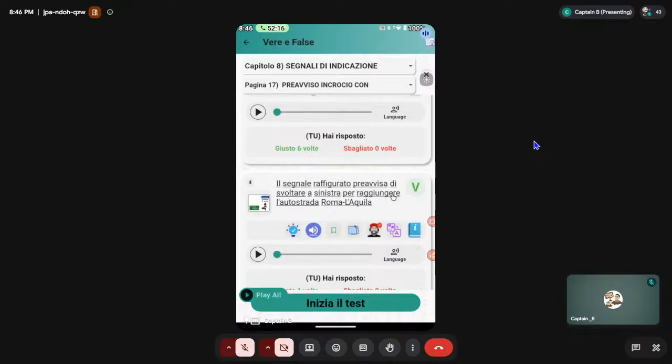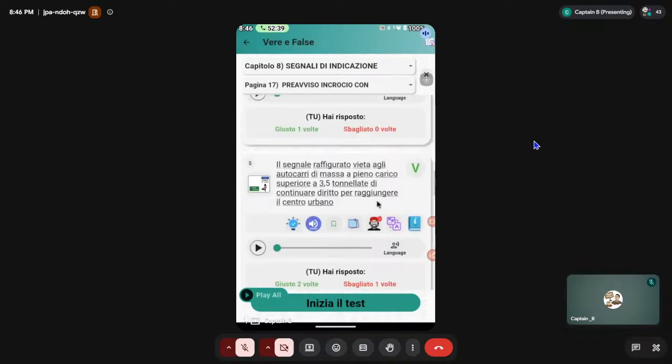Per raggiungere. Raggiungere meaning to reach. Where are you going to reach? Reaching autostrada di Roma-L'Aquila. All right, so that is the name of the city. So you have to turn to your left in the autostrada lane so that you can get to this Roma-L'Aquila. Yes, and it is true. È vero, guys.